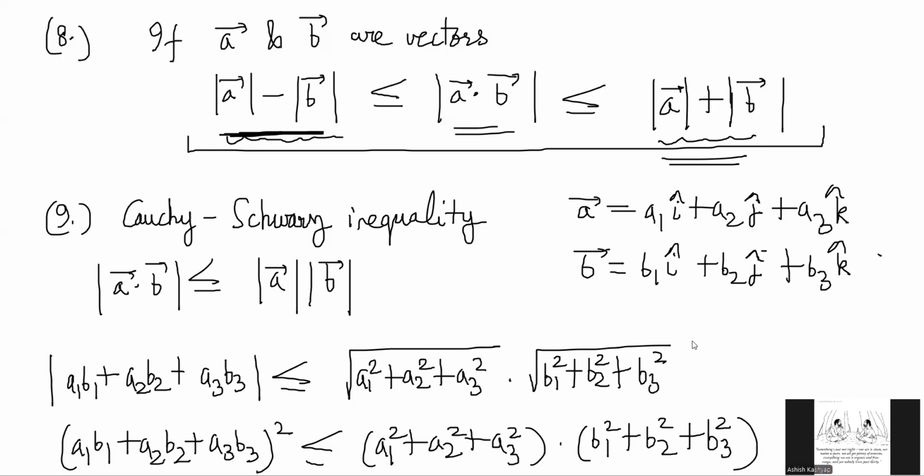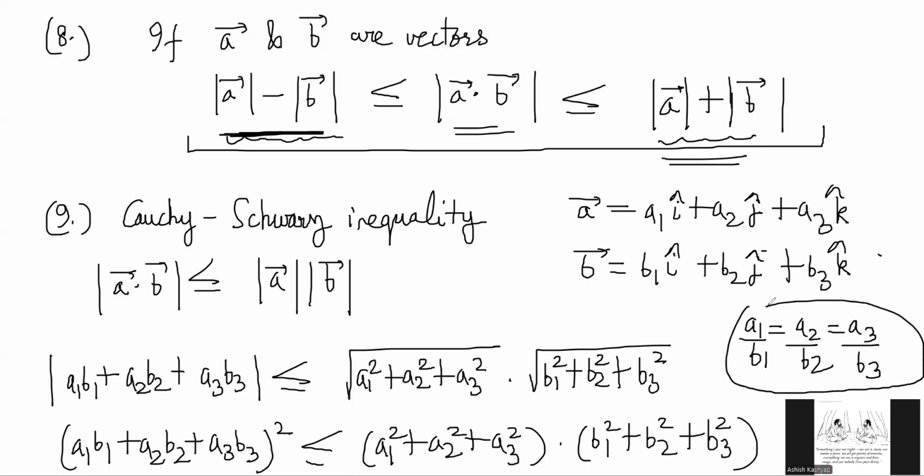The equality happens in this case when the two vectors are parallel to each other, or when you can say A1 by B1 is equal to A2 by B2 is equal to A3 by B3. When this holds, the two vectors are parallel and the dot product A dot B is actually equal to mod A mod B because the angle between them is 0 degrees. So cos 0 happens. That is the equality case. And this Cauchy-Schwarz inequality you should be aware of.